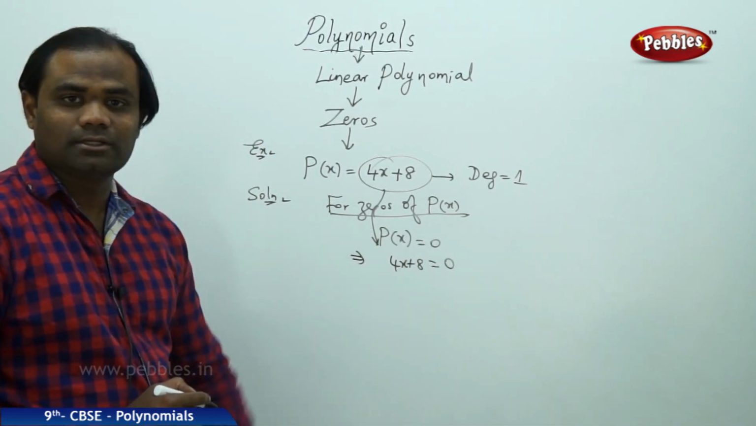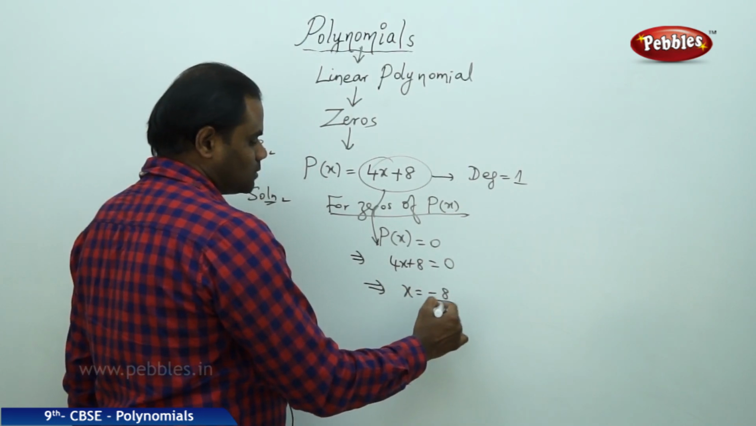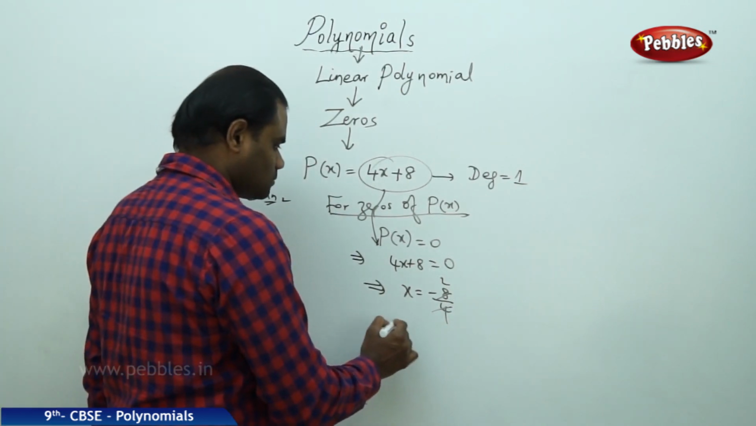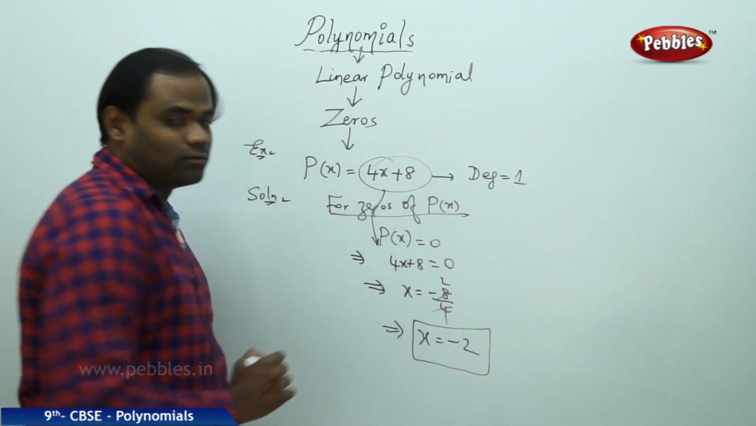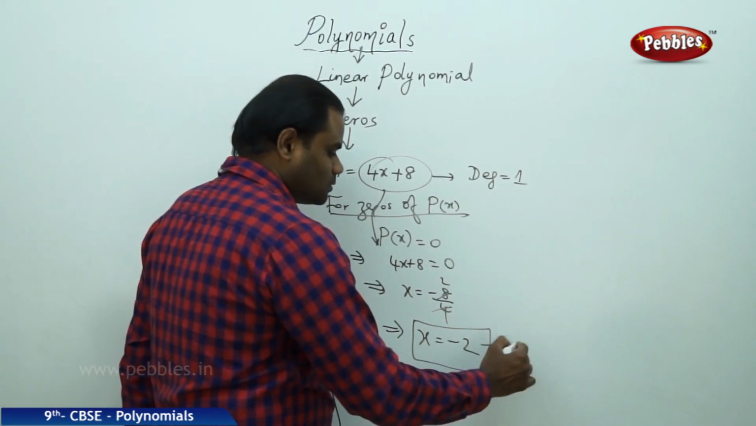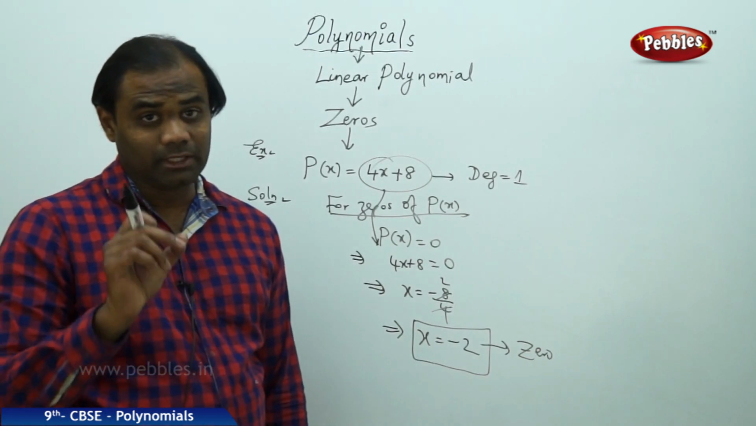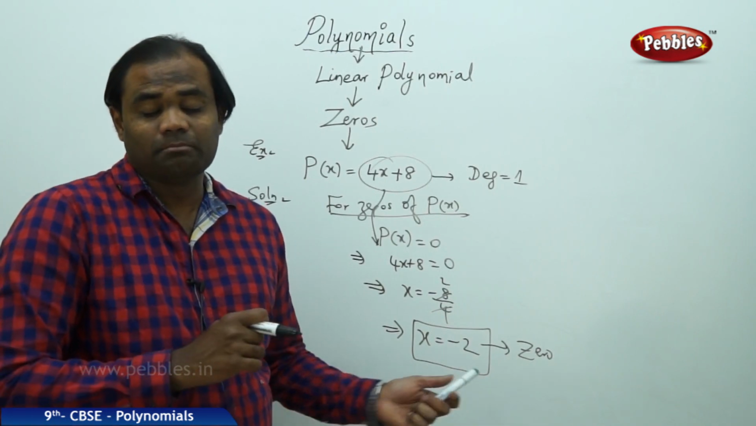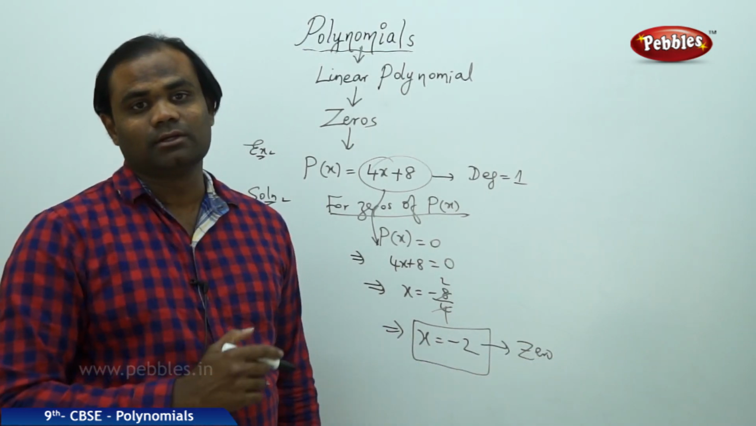And 4x plus 8 equal to 0 implies 4x equals minus 8, so I get x to be minus 2. Therefore, the zero of this linear polynomial is minus 2. So this is the zero. That's how we identify the zero of the linear polynomial. But interestingly, I also note a very important property here, that for every linear polynomial, there is only one zero.